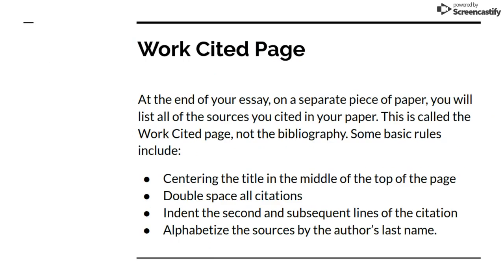And then you need a works cited page. At the end of your essay, it is on a separate page of paper, okay? And you're going to list the sources that you used. In this case, you might just use Animal Farm, but still it needs to be on a separate page. Please call it works cited, not bibliography. Basic rules: center the title at the top of the page, double space, indent if there's a second line. You probably won't need a second line. Alphabetize, and this is only if you have more than one author.